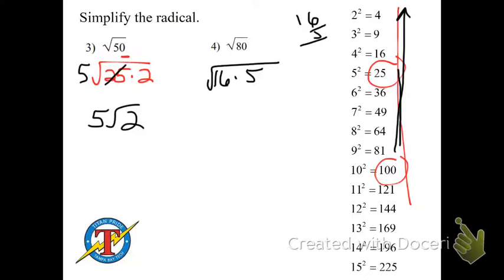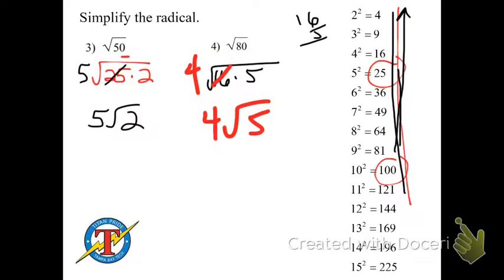You don't need to consider every possible number in the world that multiplies to get to 80. You really only need to consider this list of numbers. So you don't need to try everything. Just try the numbers that matter. All right, square root of 16 is 4. So you're done. 4 root 5. Call it a day. Okay?